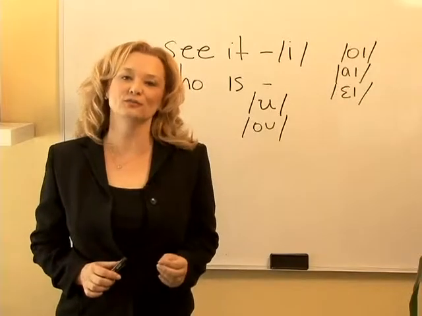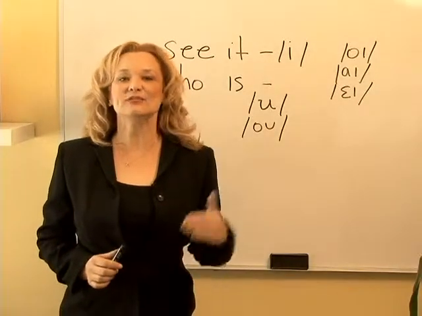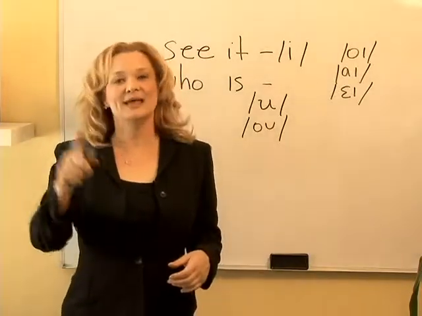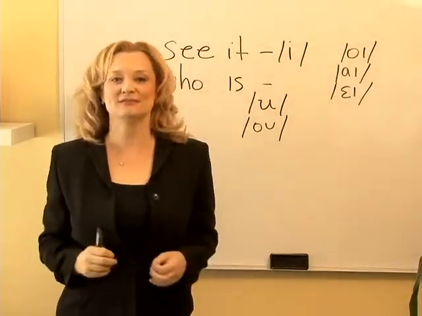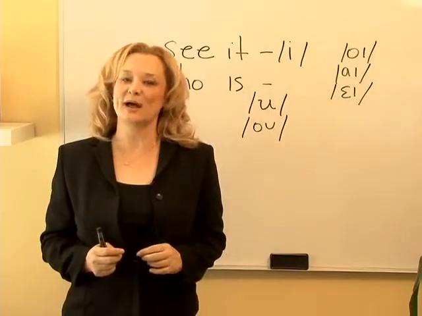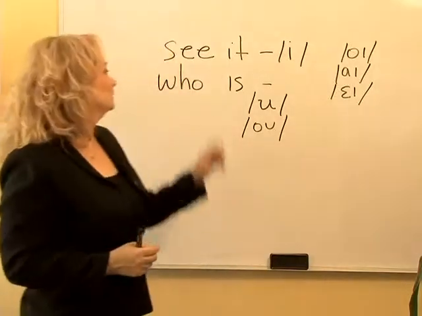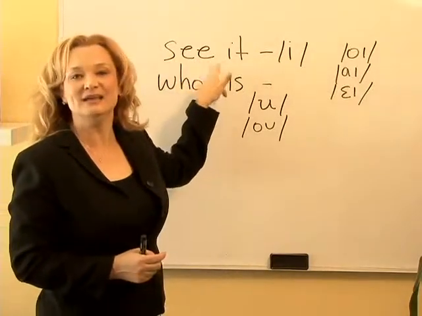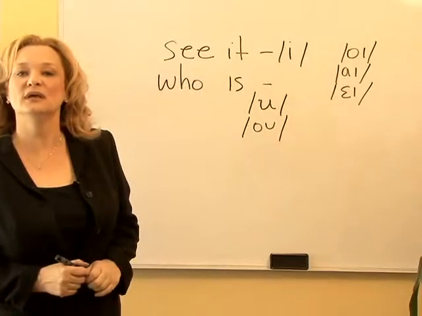Let's learn the final rule about linking. Linking vowel to vowel. If one word ends in a vowel and the following word begins in a vowel, there is also linking that has to happen. Let me show you what happens in that case. Look at this, see, it. Here's a vowel, E, and here's another vowel, it.